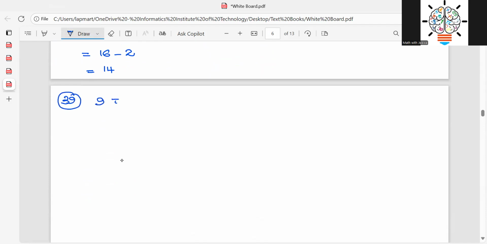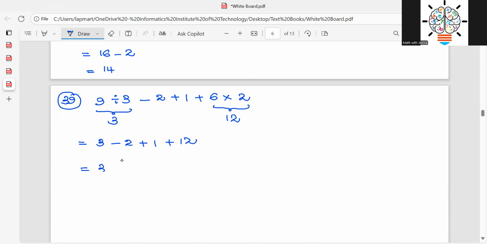9 divided by 3, subtract 2, plus 1, plus 6 times 2. Yeah. So 9 divided by 3, the answer is 3. 6 multiplied by 2, answer is 12. Okay. So then here it is 3 minus 2 plus 1 plus 12.